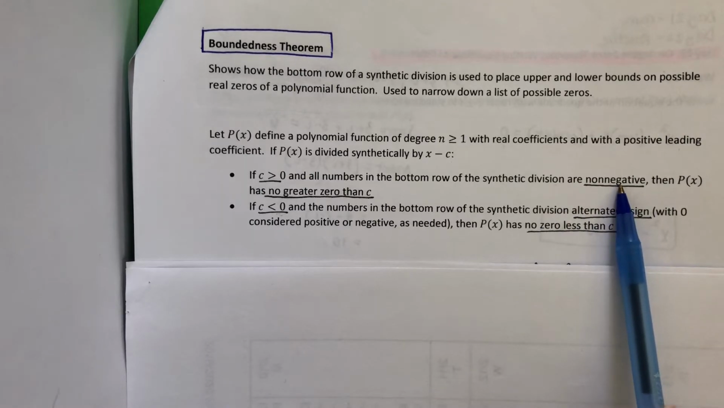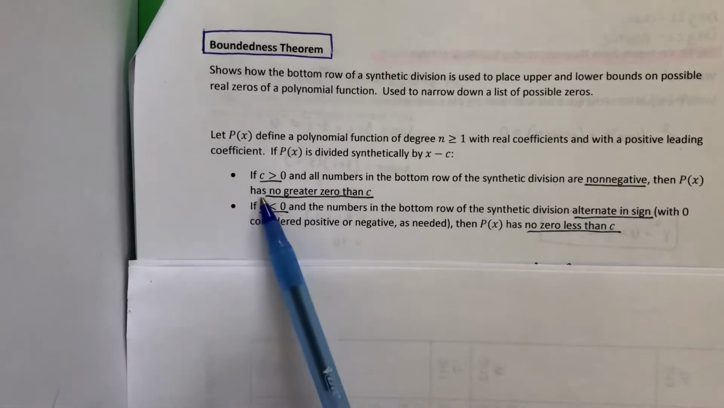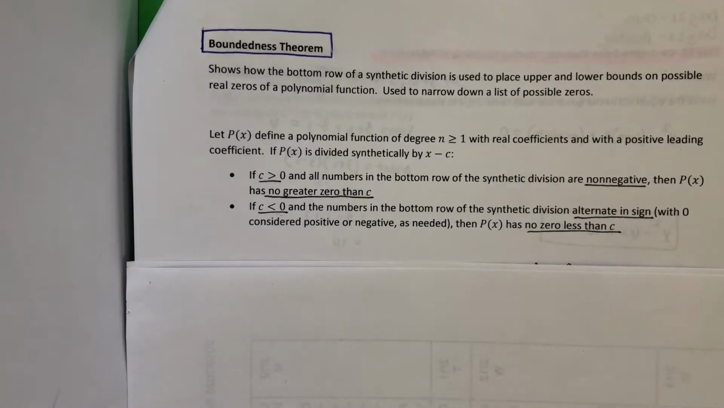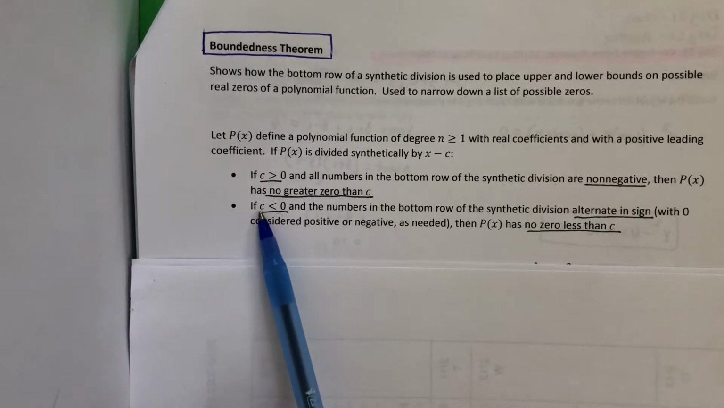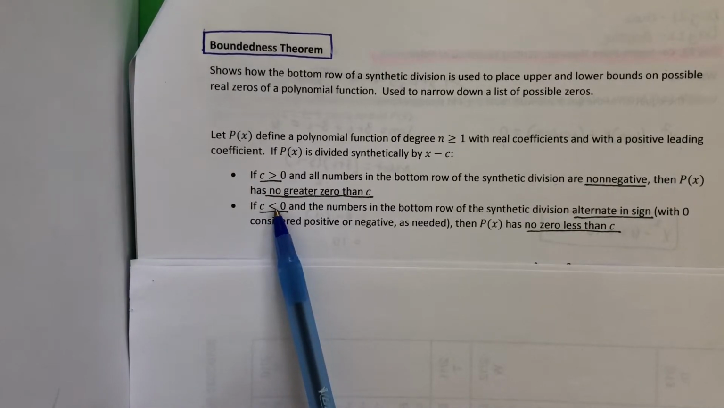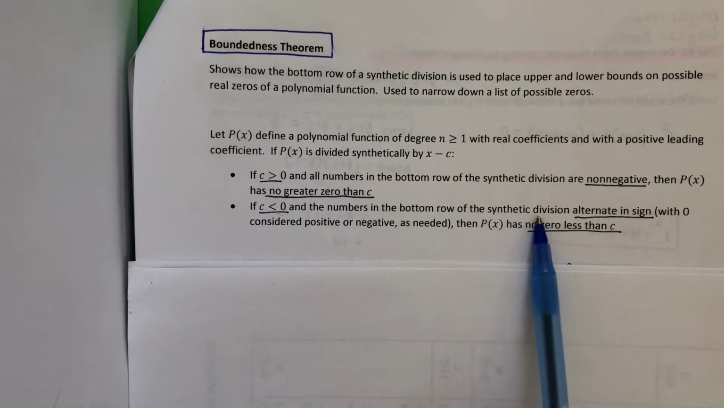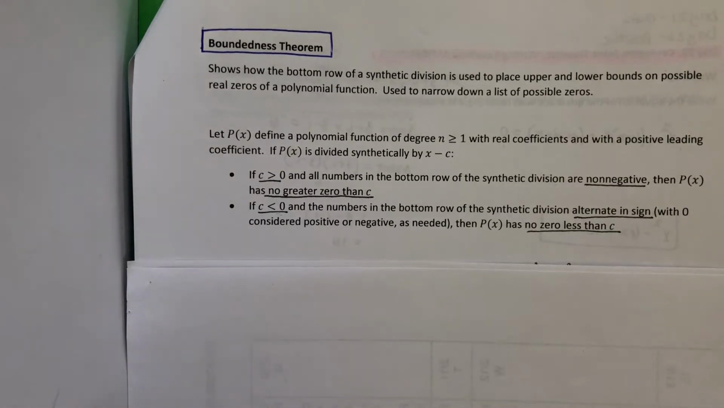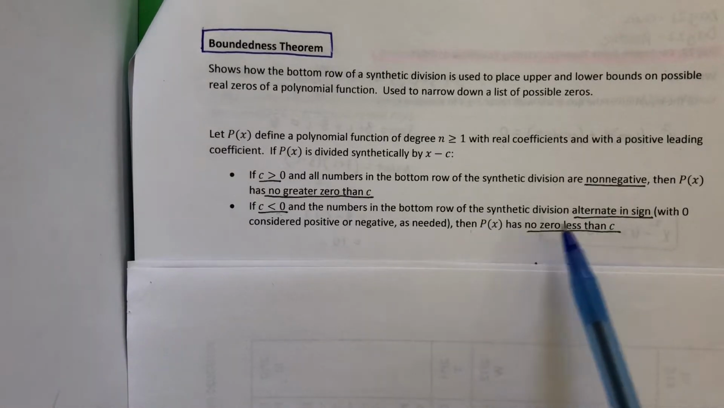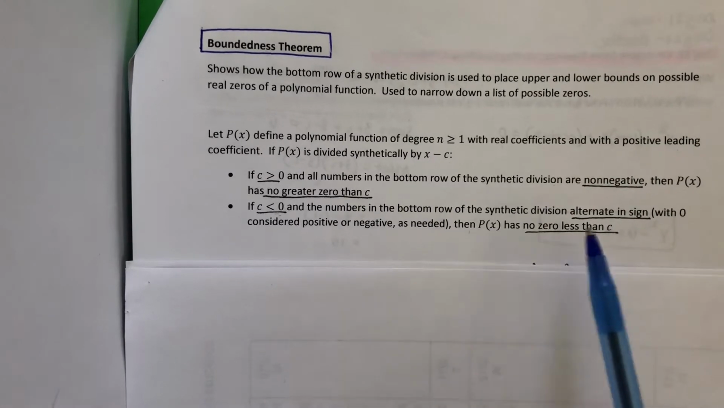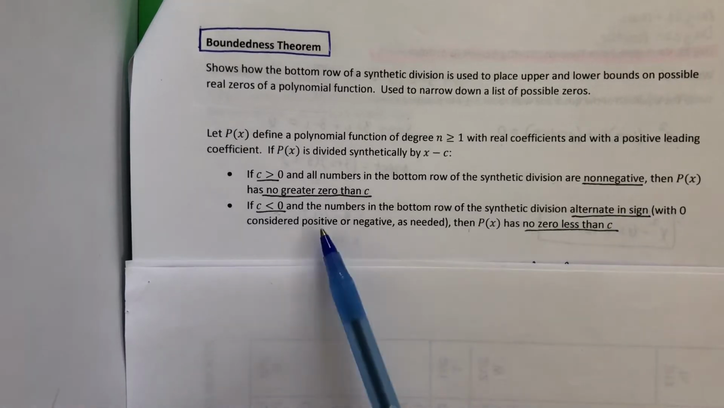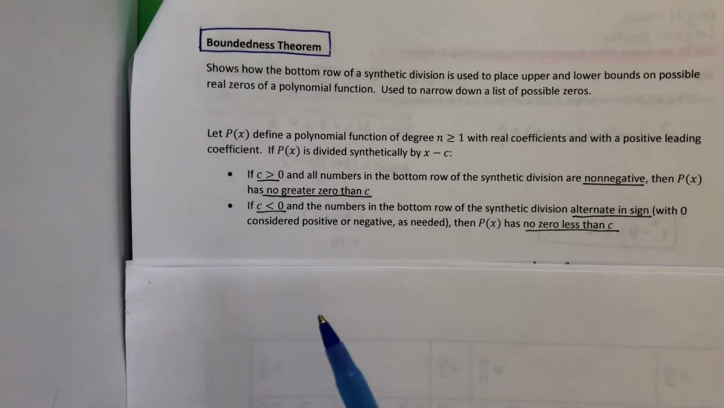in other words positive, that means the polynomial has no greater zero, root, solution, x-intercept than c. And on the contrary, if that c value is negative, or less than 0, and all the numbers in the bottom row of synthetic division alternate in sign, plus, minus, or the other way around, minus, plus, then p of x has no zero less than that c value. If you get a 0 in that bottom row of synthetic division, you can consider it positive or negative as needed. So if you went from -2 to 0, that would count as a sign change.